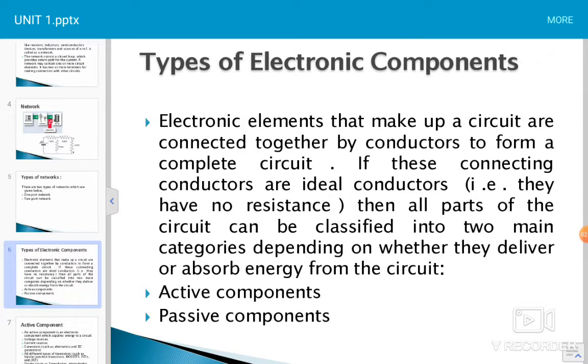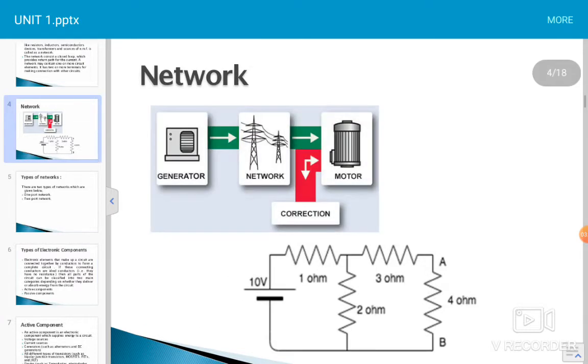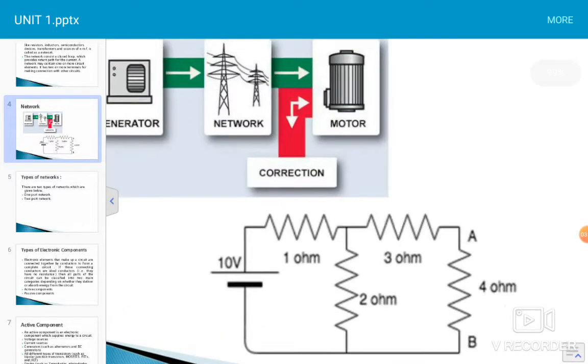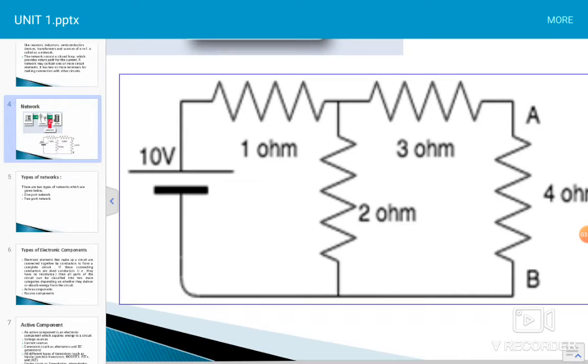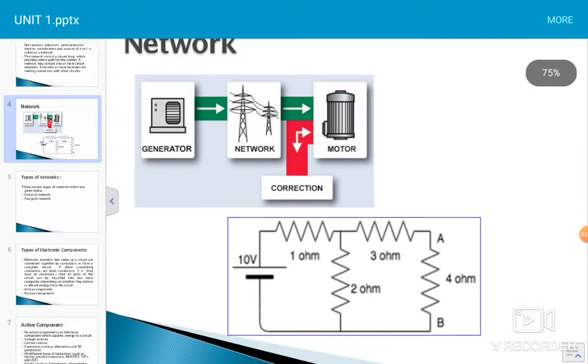And types of electronic components. Electronic elements that make up a circuit are connected together by a conductor to form a complete circuit, as shown in this figure. See, there are 4 resistances connected in this network, but other components might be connected, like a capacitor, an inductor, or some diodes, to constitute the circuits. That is the main reason behind that.